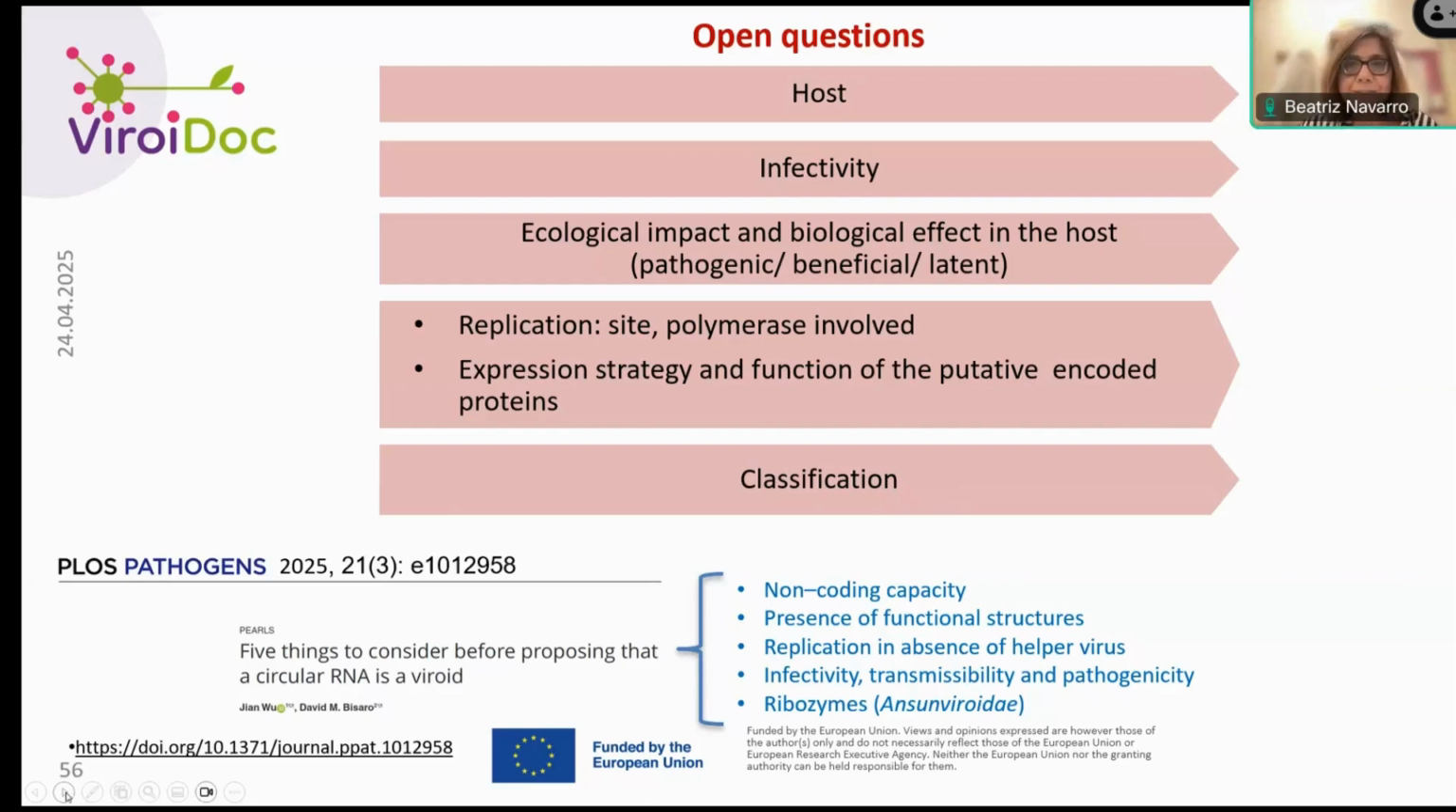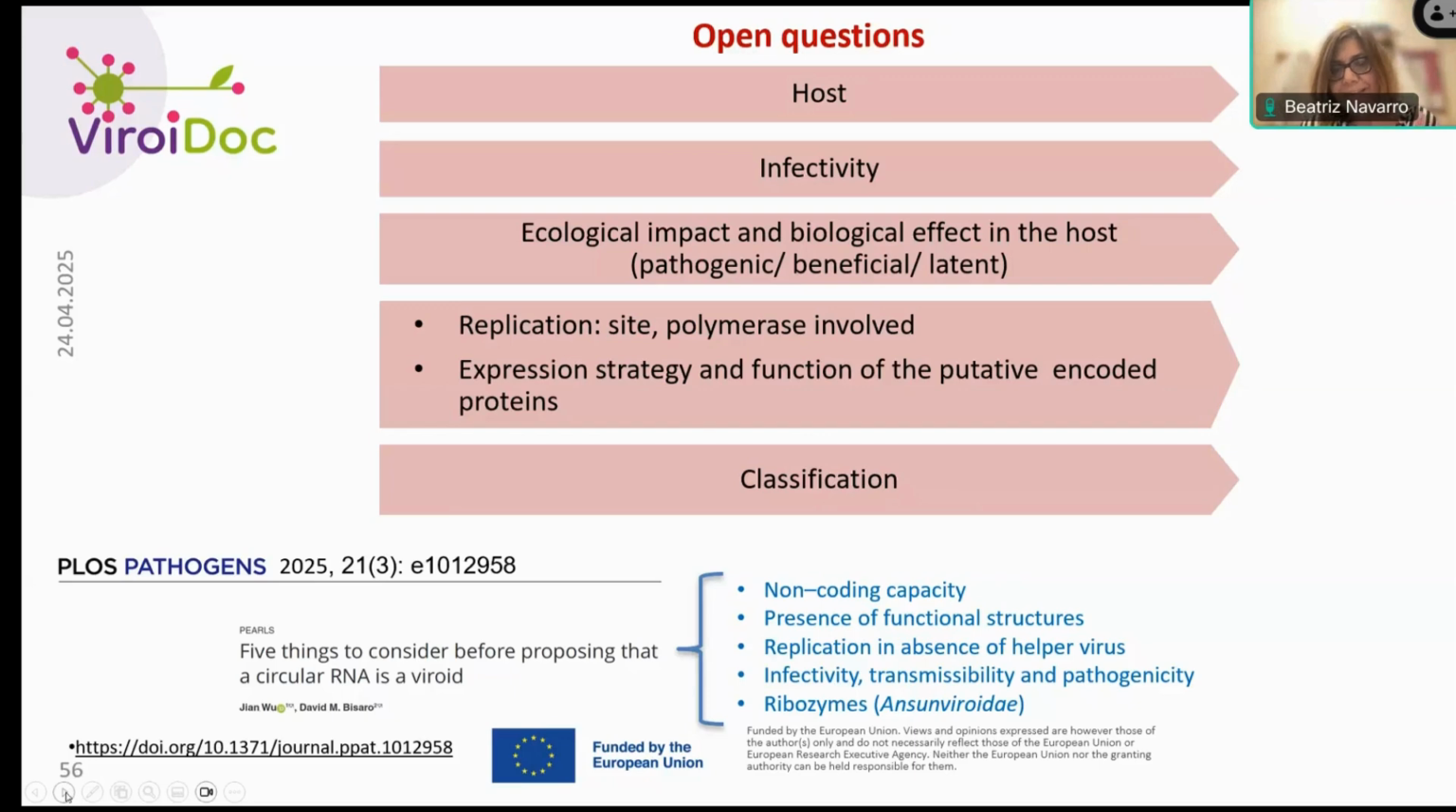This huge amount of new viroid-like RNAs must be classified. And what we can consider a viroid must be defined. And recently in PLOS Pathogens there has been published a paper by Bizarro, giving some considerations of what we have to take into account before proposing that a circular RNA is a viroid, a classical viroid.